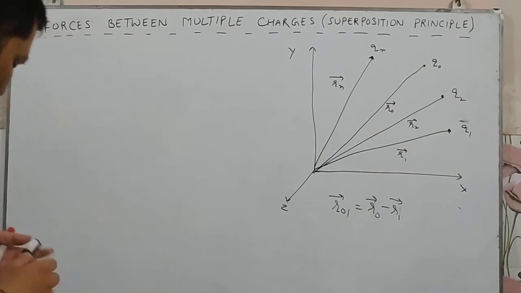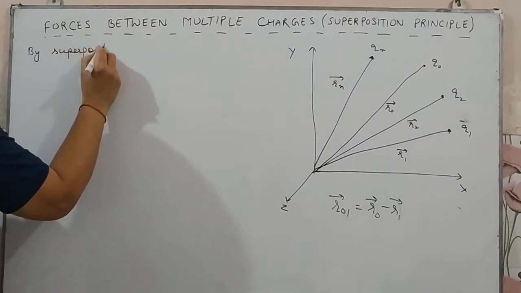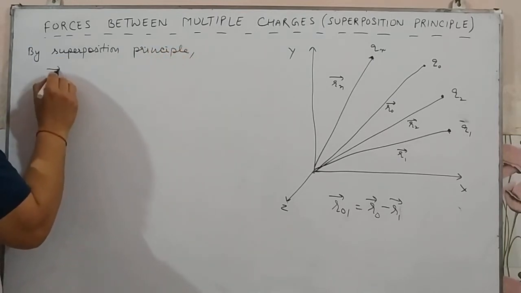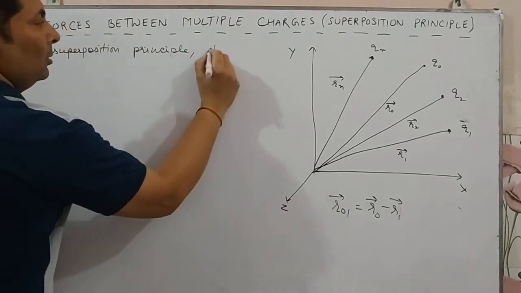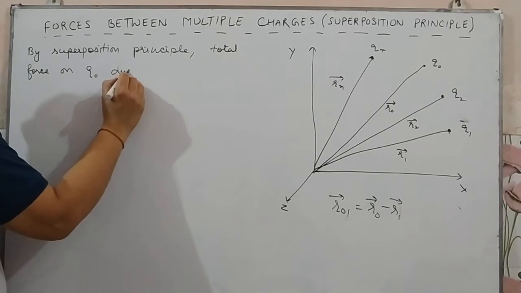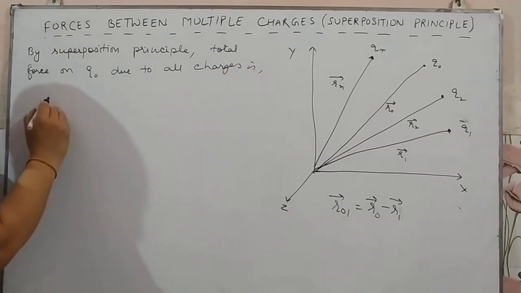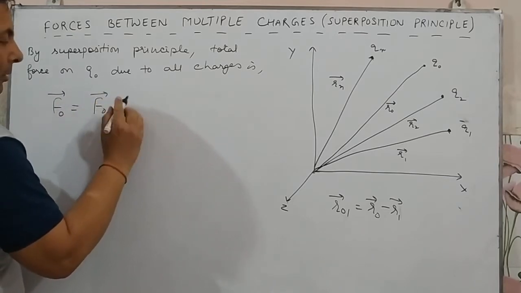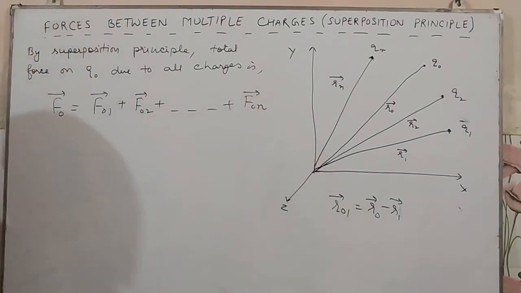Okay. So by the superposition principle, we have the total force F0, the total force on Q0 due to all charges, is F0 equals F01 plus F02 and so on, which can be taken up to n charges.